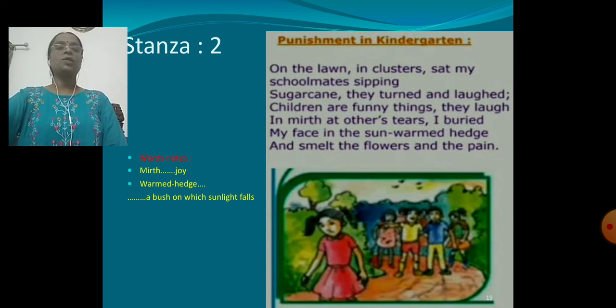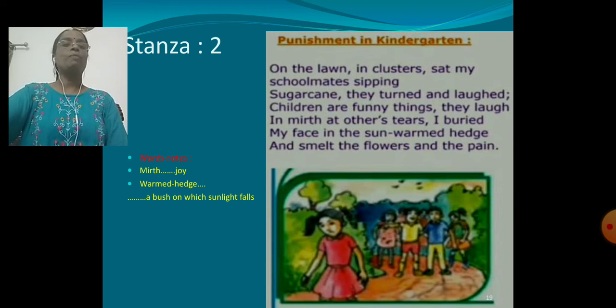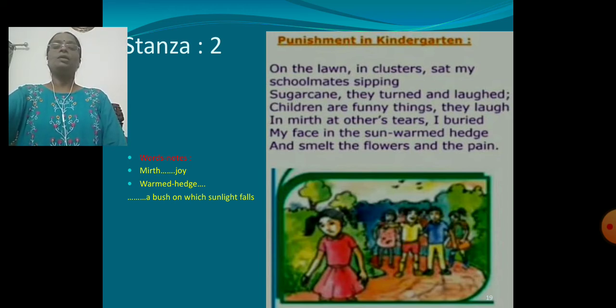So in this second stanza, you can see that "on the lawn in clusters sat my schoolmates," and they are enjoying sipping sugar cane. So here the poet says that when the teacher scolded her, the other students who were enjoying the sip of their sugar cane looked or moved towards her, and they started to laugh at her. According to Kamla, the children are funny creatures.